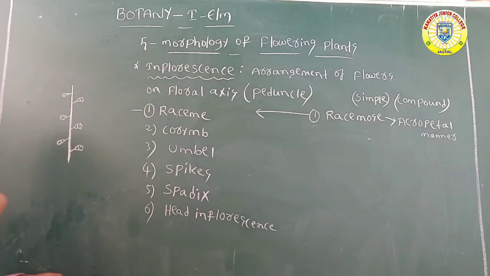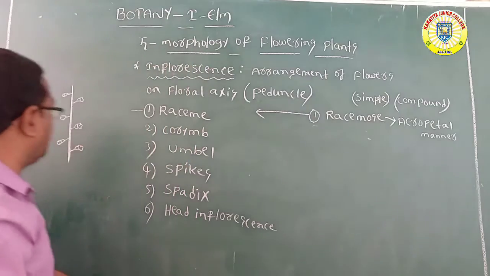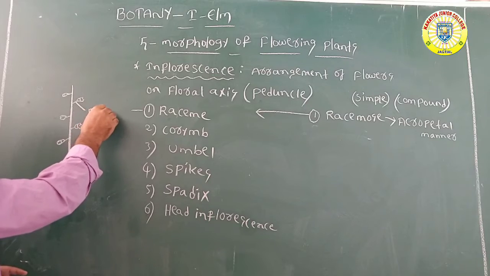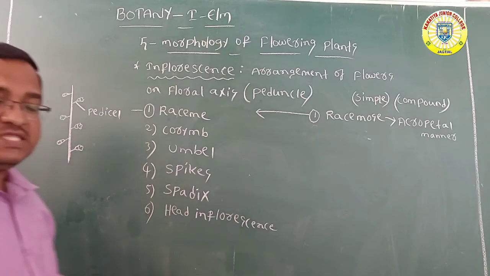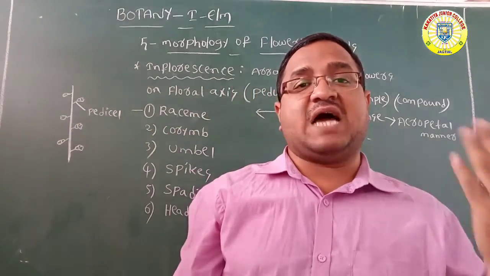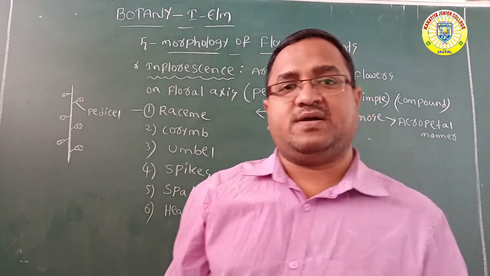Each flower has a stalk, that is called pedicel. The flower which has a stalk is called pedicellate. The flower which does not have a stalk is called sessile.